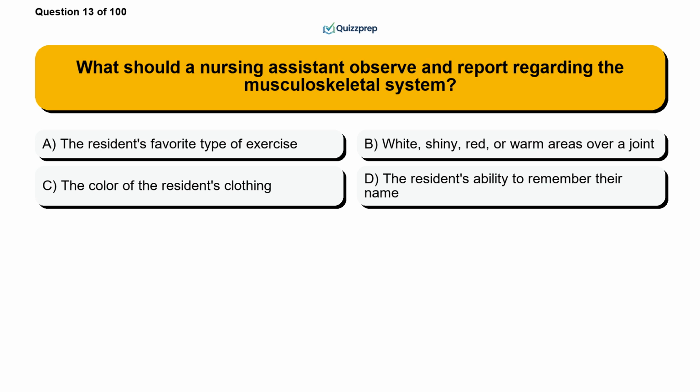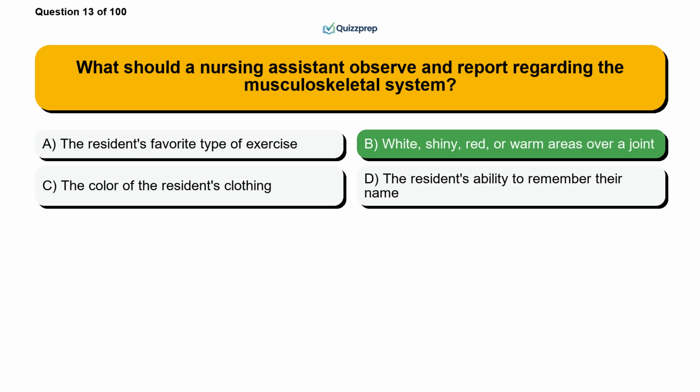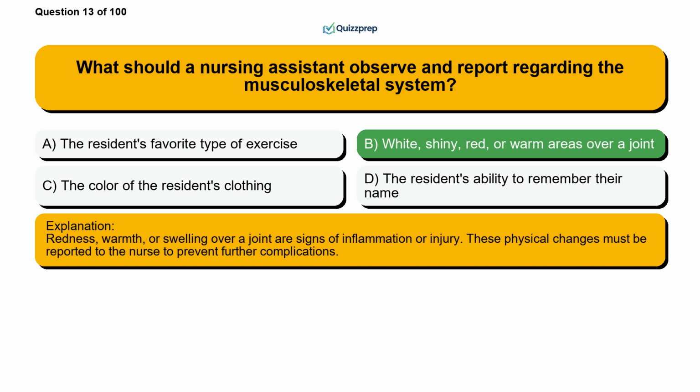Option B, white, shiny, red, or warm areas over a joint. Option C, the color of the resident's clothing. Option D, the resident's ability to remember their name. The correct answer is option B, white, shiny, red, or warm areas over a joint. Redness, warmth, or swelling over a joint are signs of inflammation or injury. These physical changes must be reported to the nurse to prevent further complications.